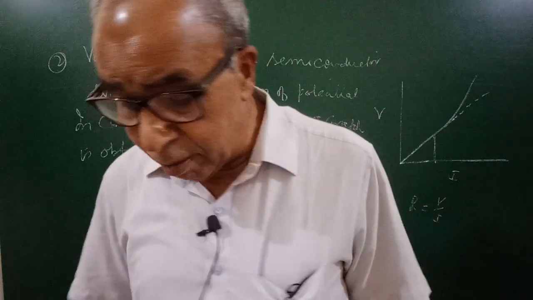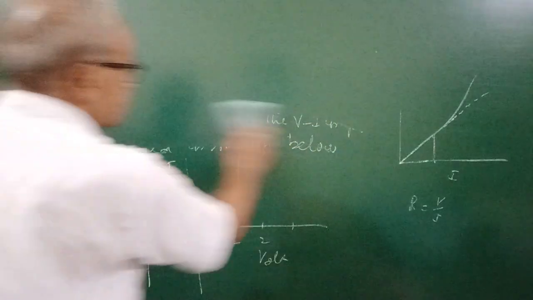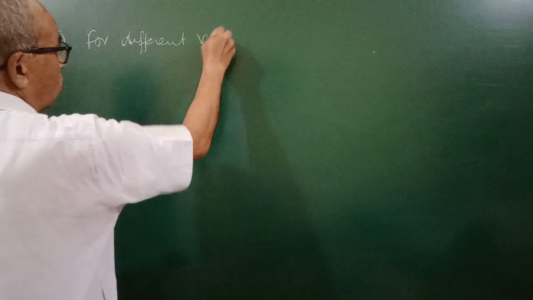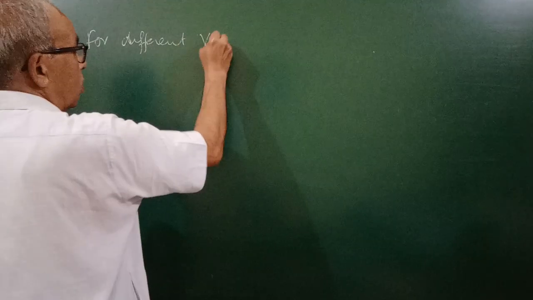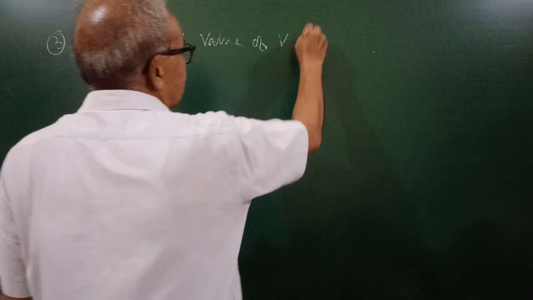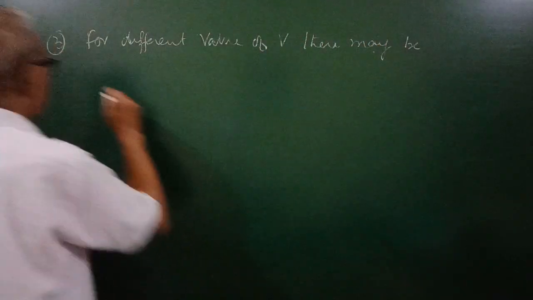In this case, for the same voltage there may be two values of current. For the same value of potential difference, there may be different currents. And for different values of V, there may be the same current.